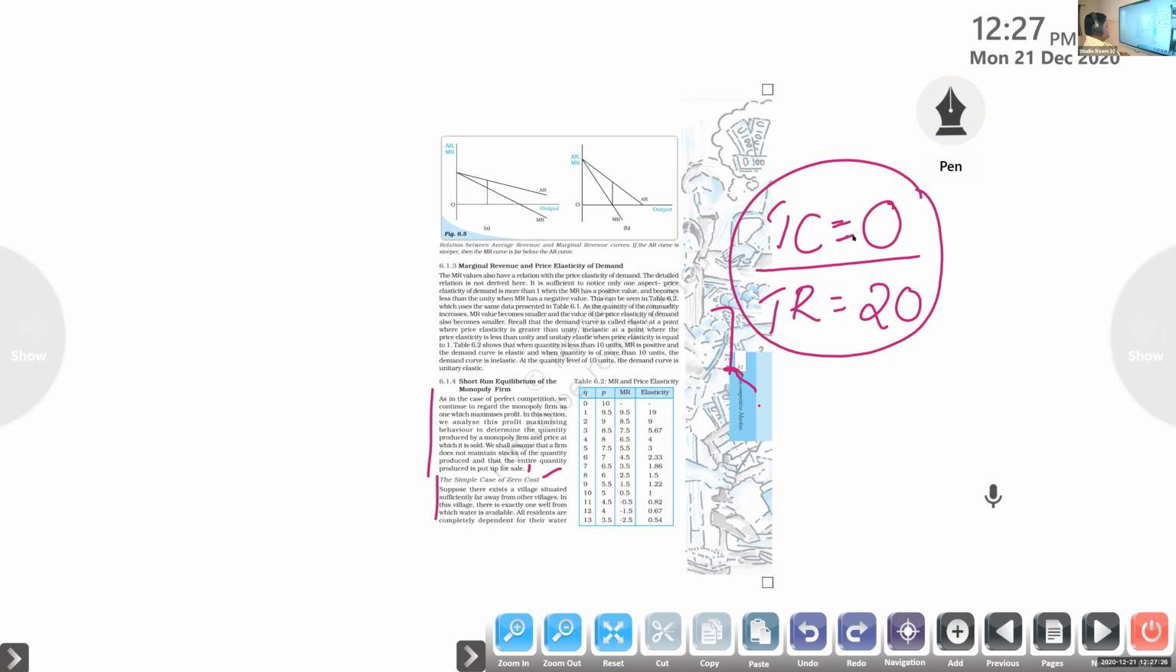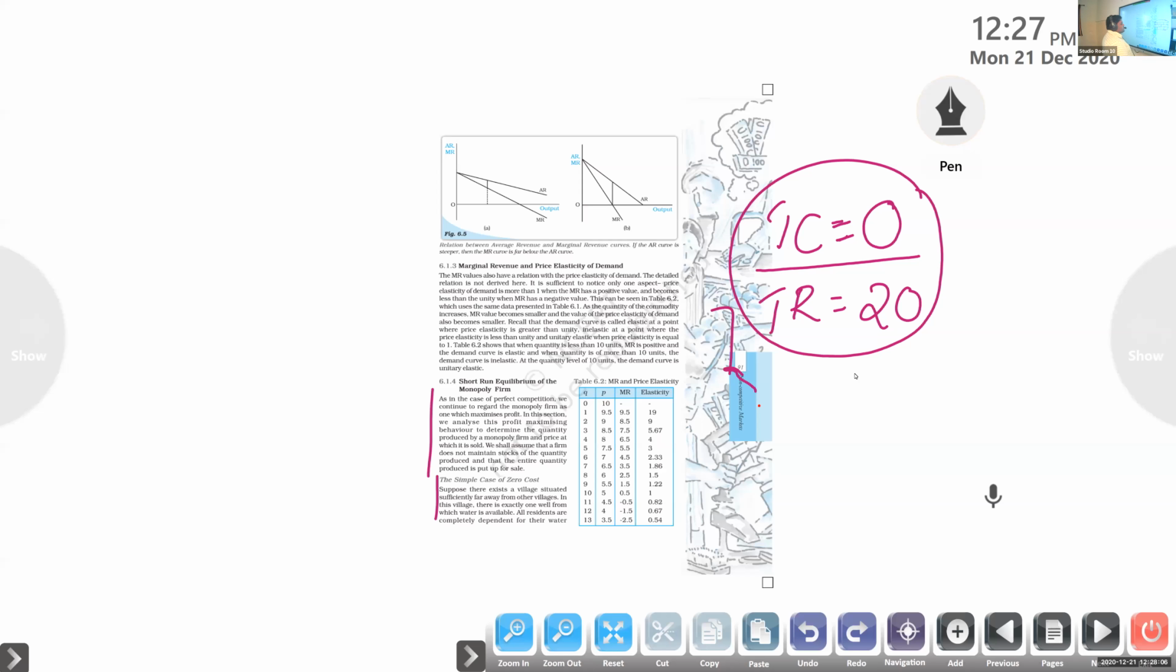That's what we are going to discuss here. But in some condition it is possible also. In what condition is it possible? Suppose there exists a village. Just imagine there is a village situated sufficiently far away from other villages, not that close. In this village, there is exactly one well, only one well. It is an imaginary condition.